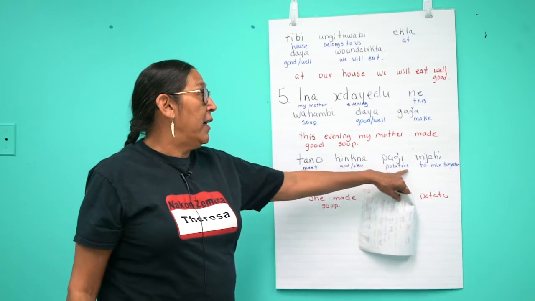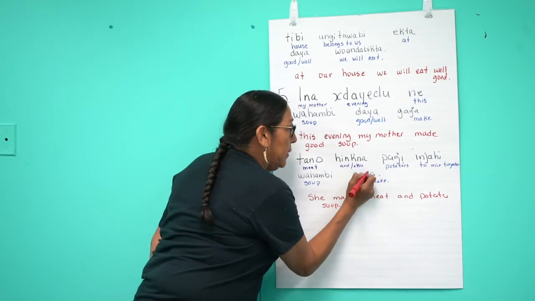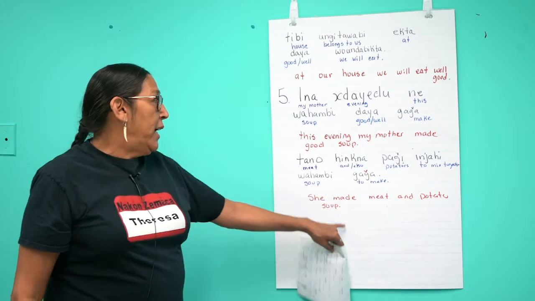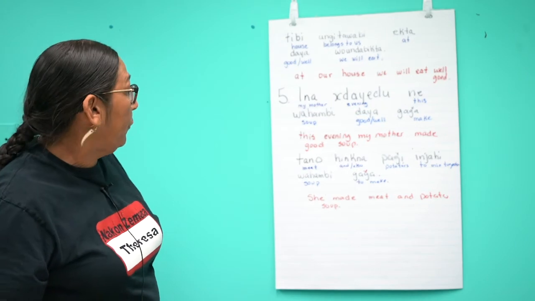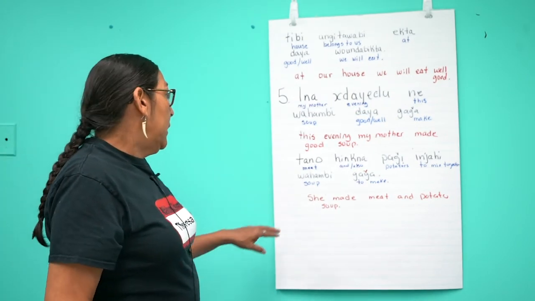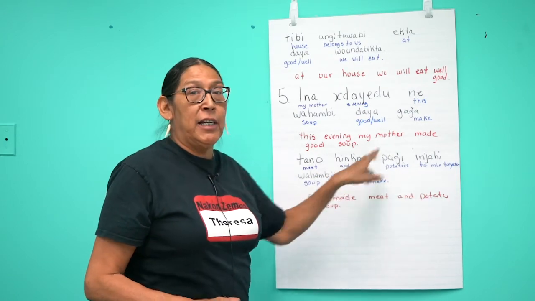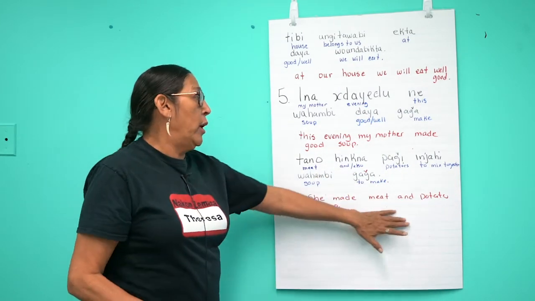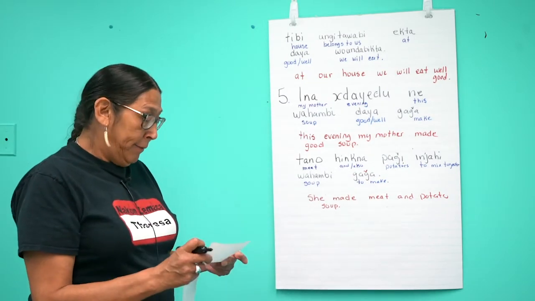Tano hinkna pari injahi wahambi gaha. She made meat and potato soup. I guess the meat and potatoes, because Tano hinkna pari injahi, she mixed it together while making it, meat and potato soup. There.